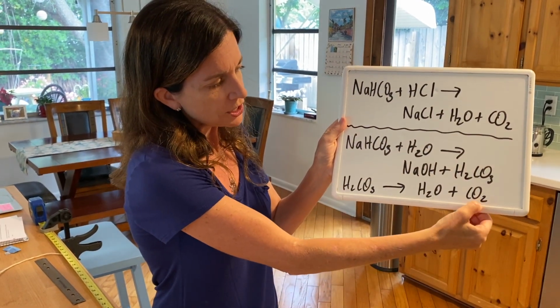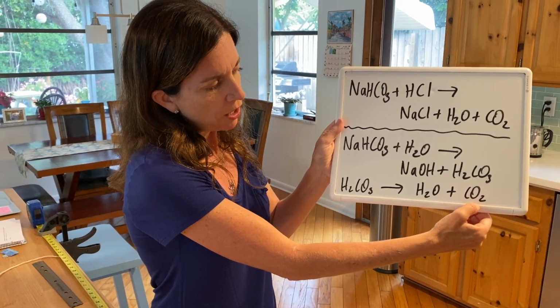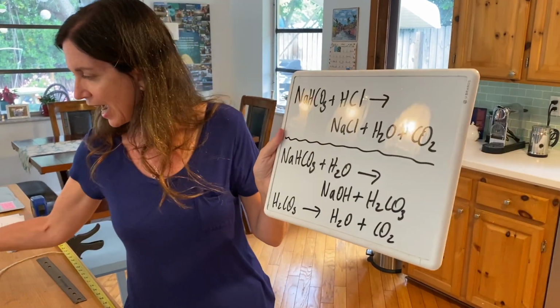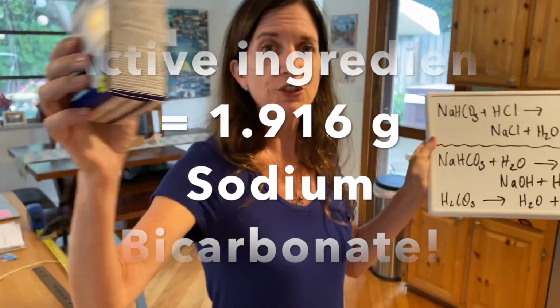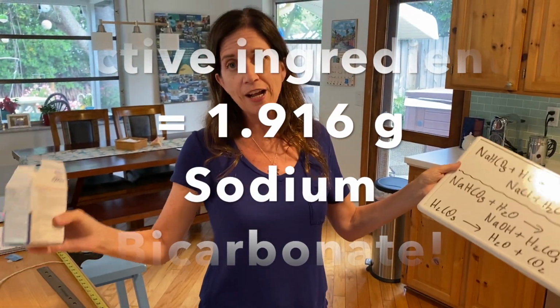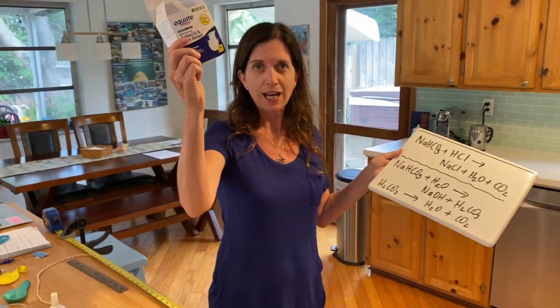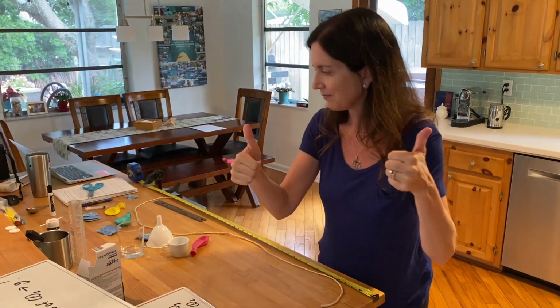Our goal is to calculate how many grams of carbon dioxide gas we produce and compare it back to the active ingredient in this product right here. And you can do all of that in your own house right now with some balloons and some antacid tablets. You ready? Let's do some science.